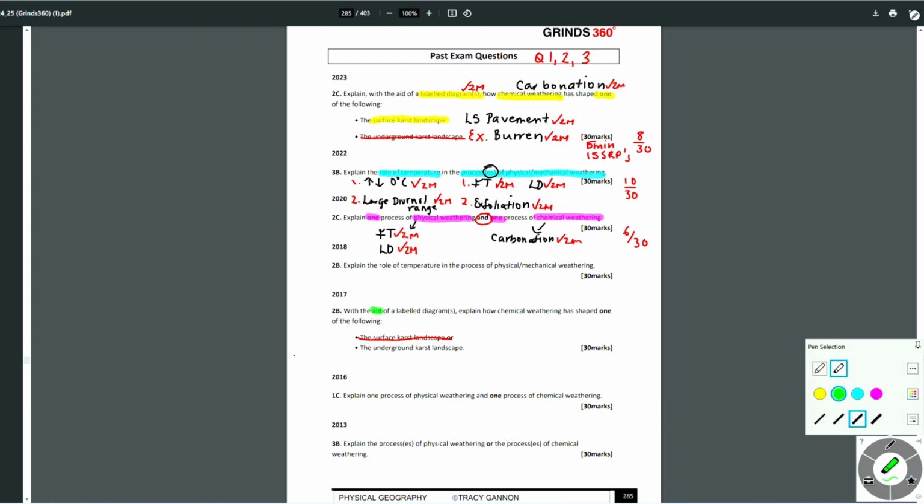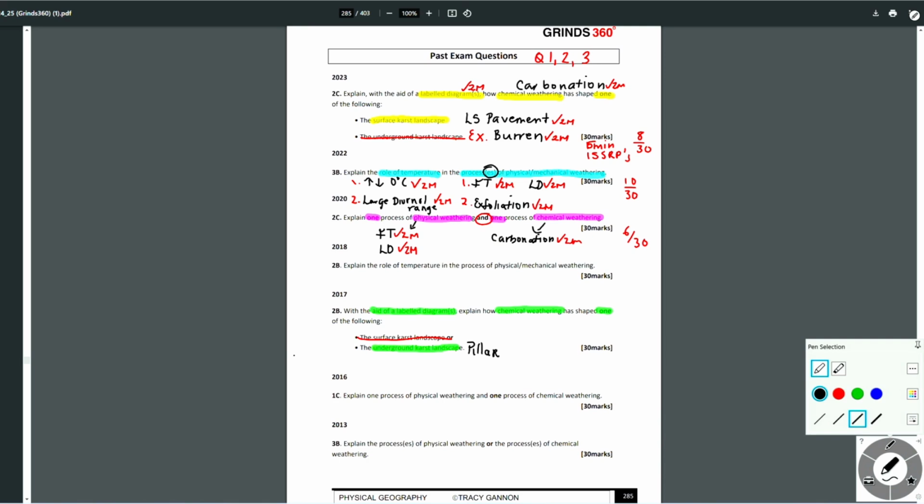It says, with the aid of a label diagram or diagrams, examine how chemical weathering has shaped one of the following. My underground karst landscape. 30 marks. Now, when they ask me for my underground, starting at the end of this question, karst landscape, I'm going to be discussing here my pillar.